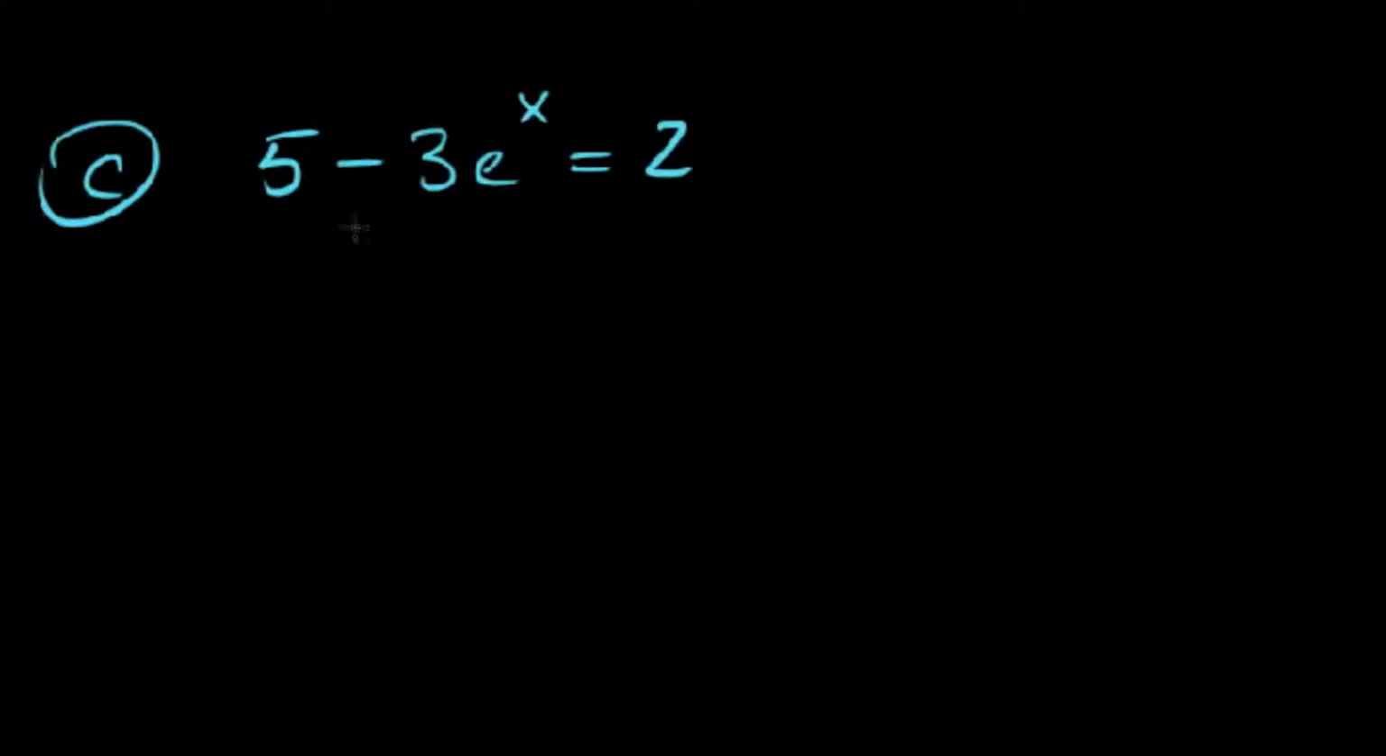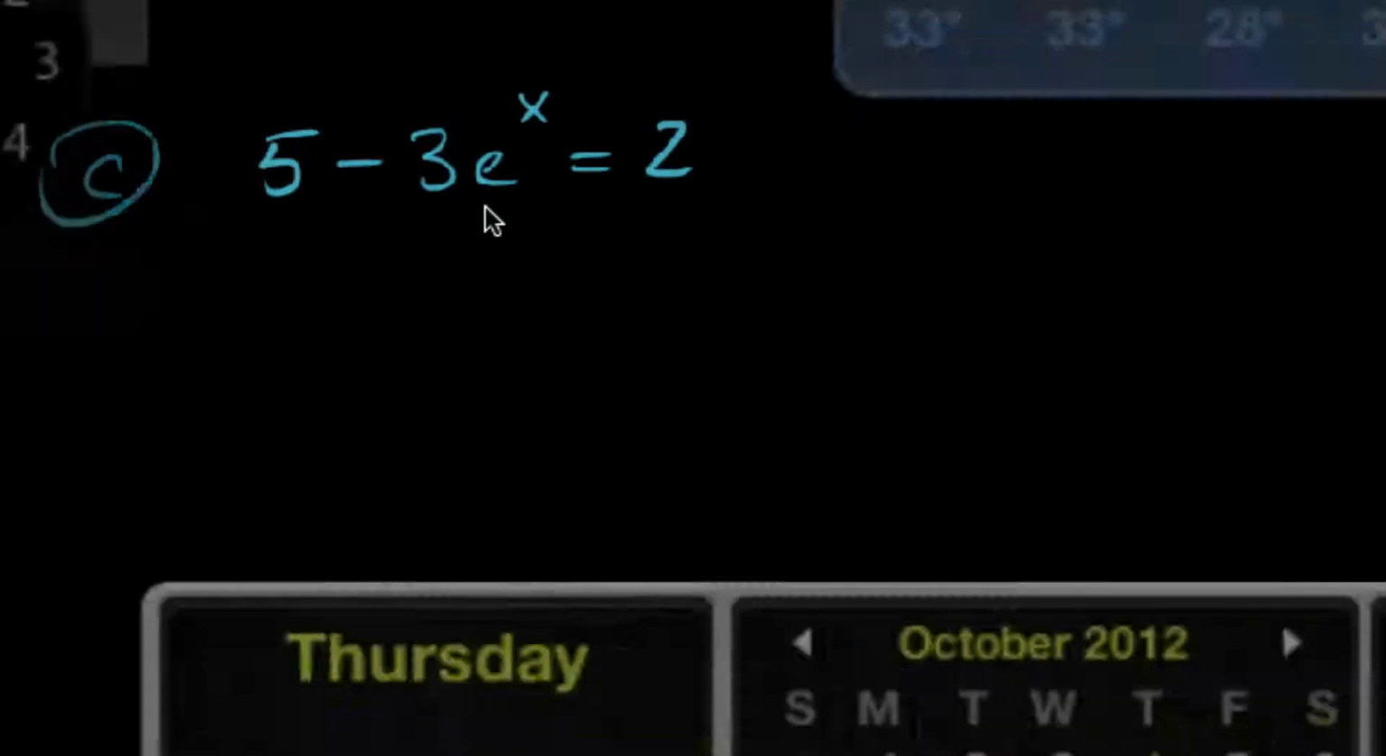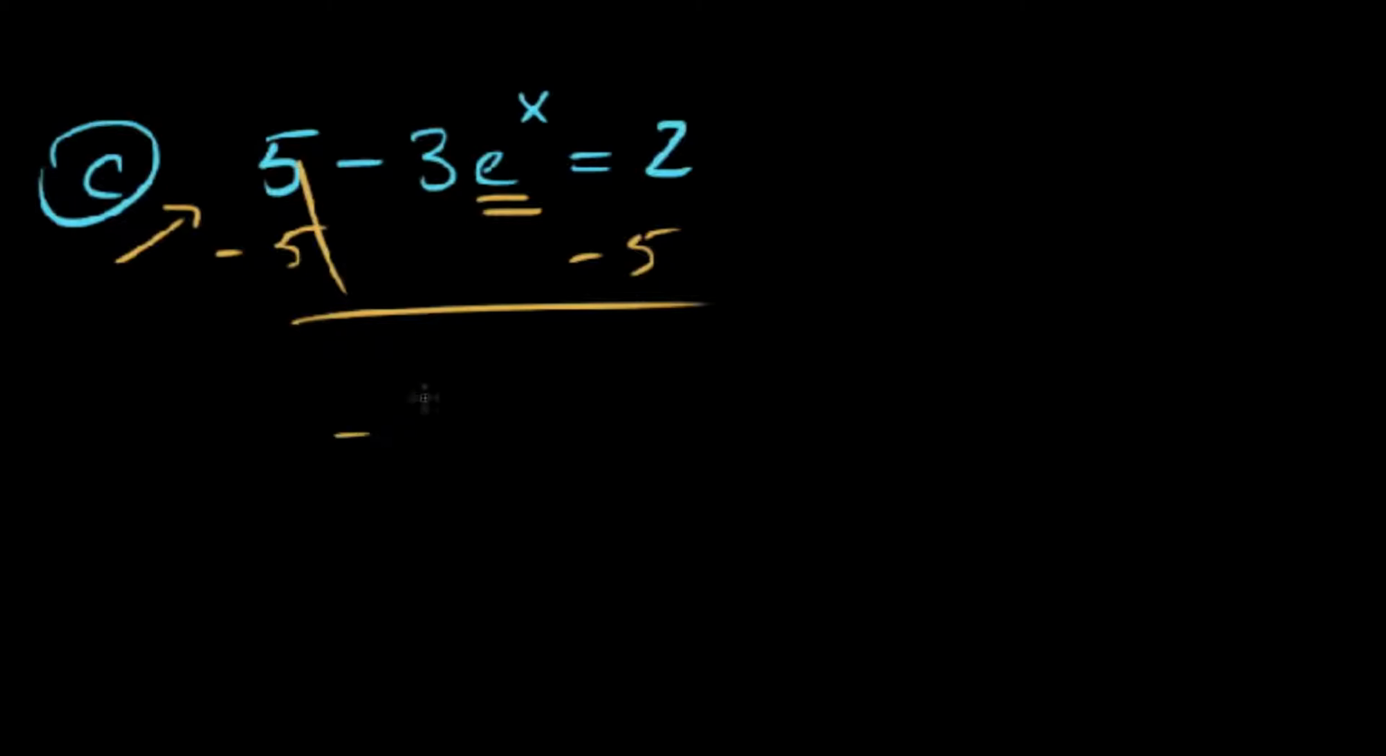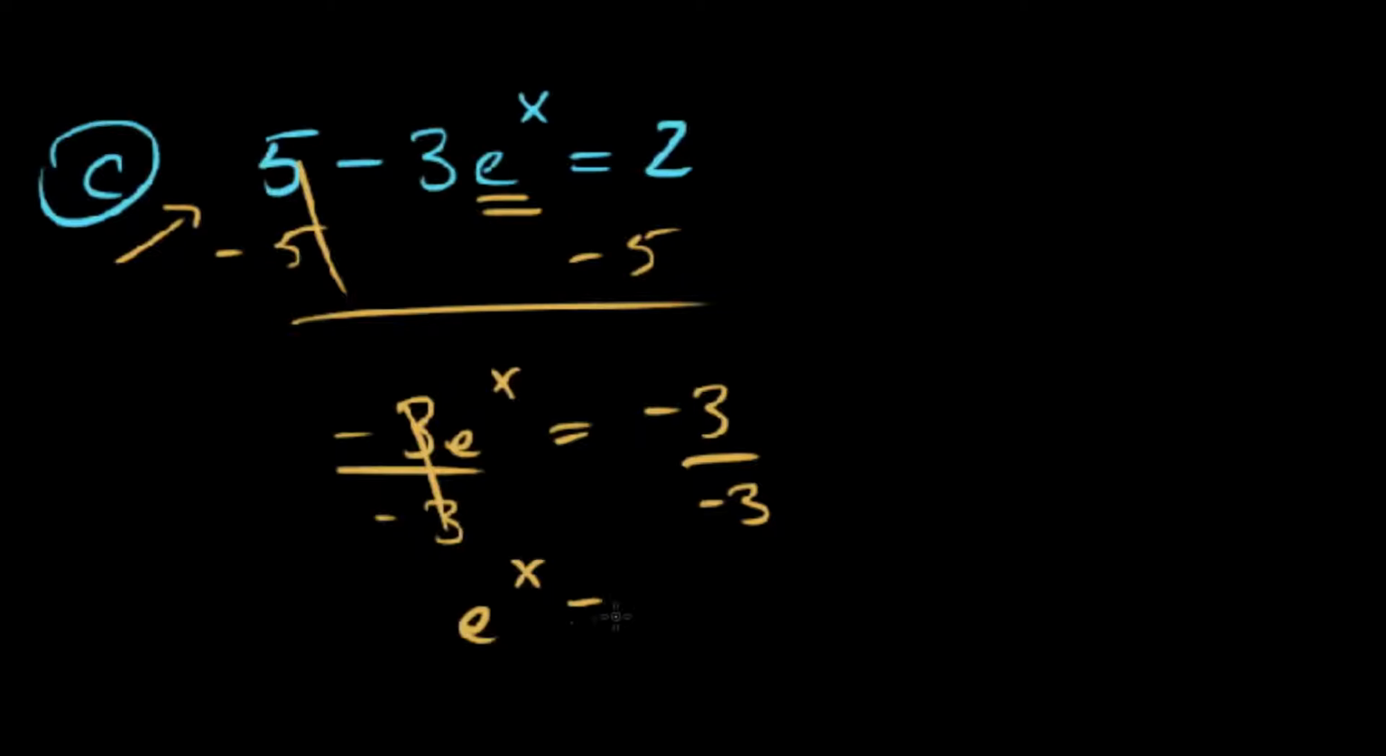Now this last equation down here, it's also exponential. It's got this e to the x hanging out. The thing is, we have to isolate the exponential thing on the left side of this equation, or one side or the other, but that means that our 5 here has to go and our 3 has to go. So let's go ahead, we subtract 5 from both sides, and so you end up with negative 3e to the x is equal to negative 3. Now we can divide both sides by negative 3. So we get e to the x equals 1.